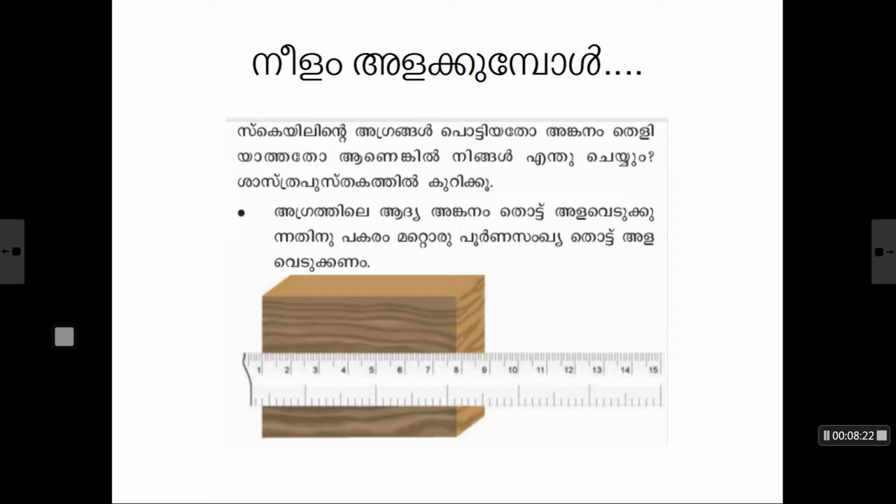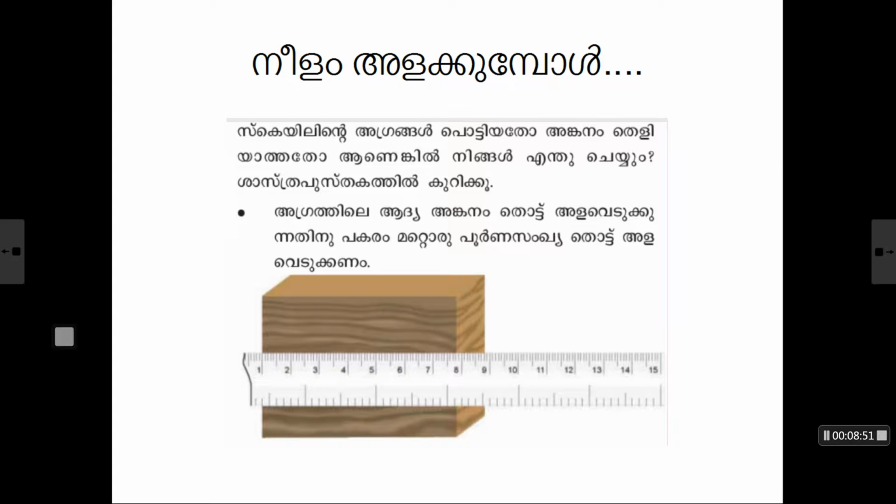If the edges of a scale are broken, then you should start measuring from another whole number. Instead of measuring from the first marking on the scale, start from another whole number. That means, look at the diagram. Here the edge of the scale is broken. So we will start the measurement from 1 centimeter.